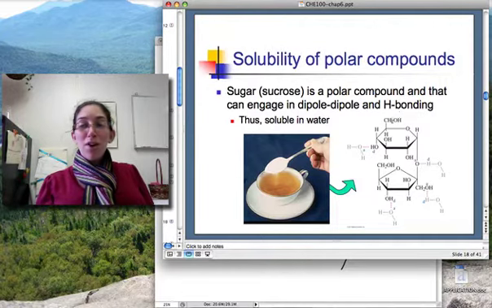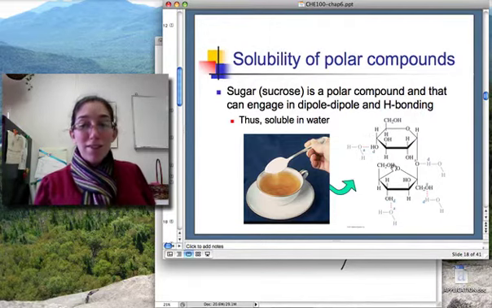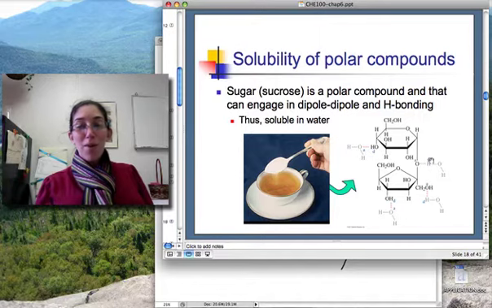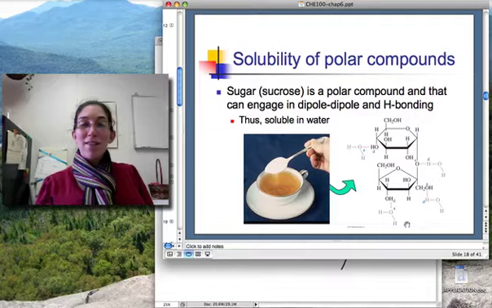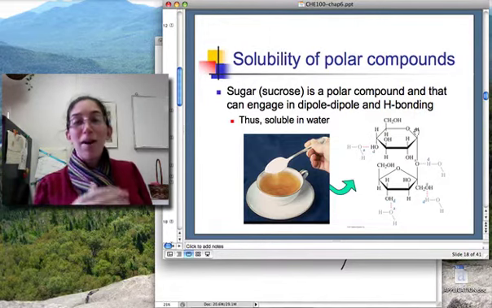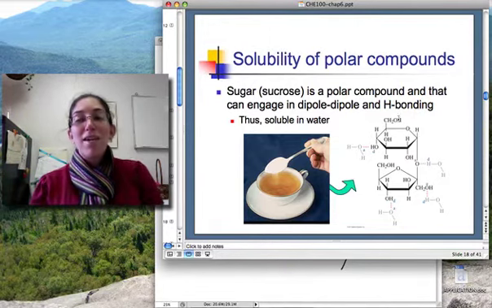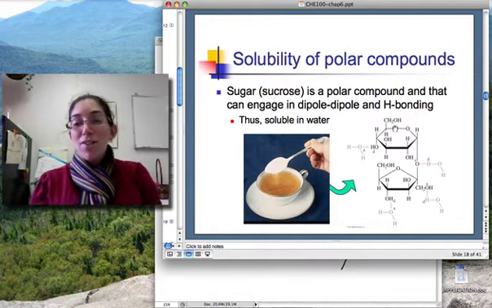But then all of these OH groups everywhere can act as hydrogen bond donors to water. So there's a couple of water molecules drawn in here to show you some of the different ways that sucrose can hydrogen bond with water. In fact, there are a lot of hydrogen bond donors and acceptors in a molecule of sucrose.